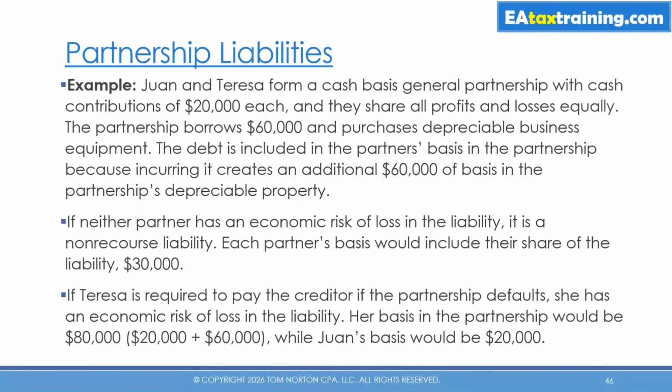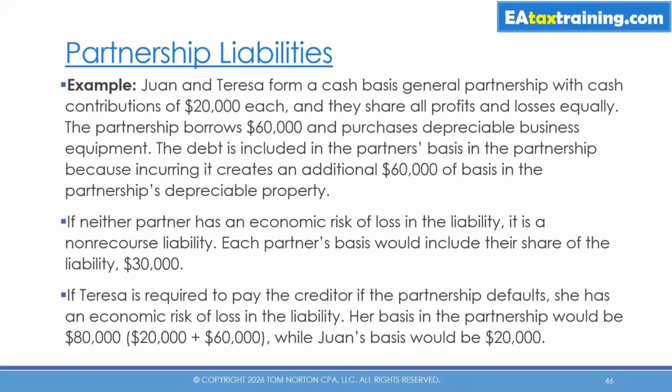If, on the other hand, for example, Teresa personally guaranteed that loan, so if Teresa is required to pay the creditor if the partnership defaults, then she has an economic risk of loss. So her basis in the partnership would be $80,000. So she's going to get the full $60,000 because if the partnership doesn't make the payments, they're going to go to Teresa and say, hey, you need to buck up and pay. So since she is on the hook for the whole $60,000, she gets the whole $60,000 added to her basis in the partnership. Juan gets none of it.